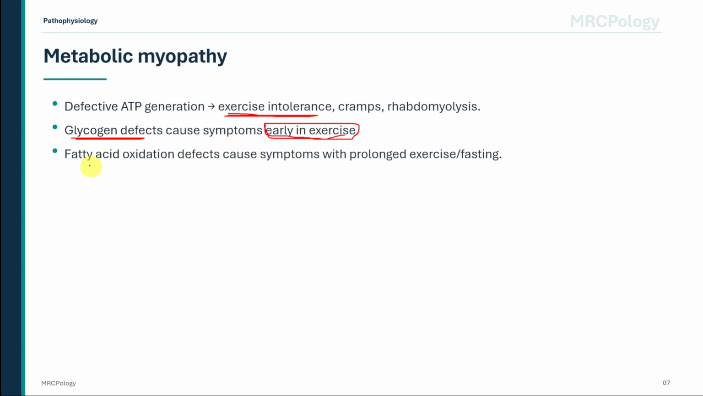Disorders of fatty acid oxidation tend to cause symptoms during prolonged exercise, fasting, fever, or other catabolic stress. During prolonged activity, the body increasingly depends on fatty acids for energy. If this pathway is defective, the muscle becomes energy depleted and may undergo rhabdomyolysis.